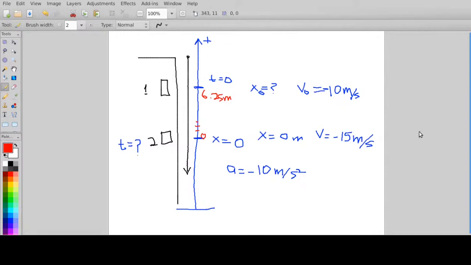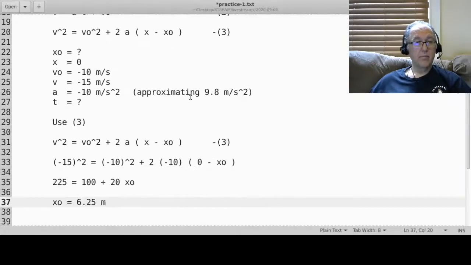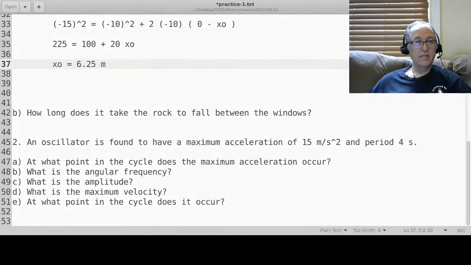All right, let me see. Any questions in the chat? No, not yet. All right, so that answers part A. Let me switch back here. Part A was how far apart are the 2 windows, and part B was how long does it take the rock to fall between the 2 windows? So how long does it take?